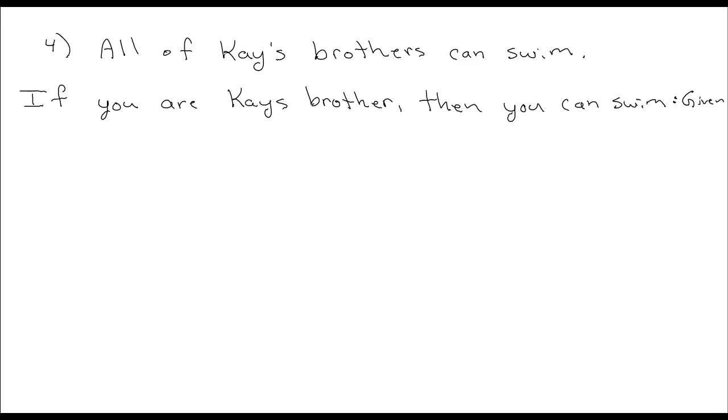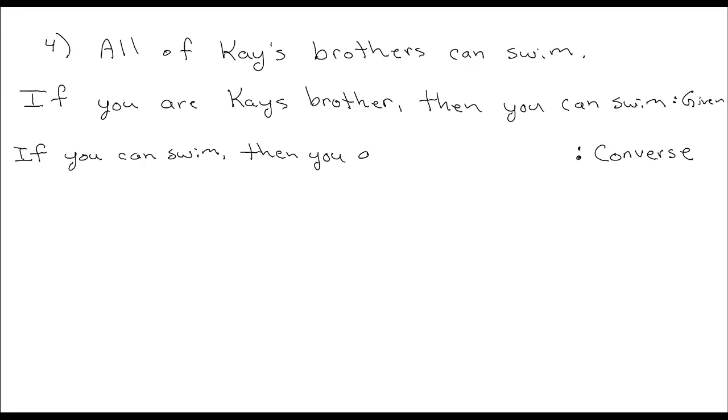Then you can do what's called the converse, which is just interchanging the content of the if and then. Leave the if and then where they are, just change the rest of it. So the converse would look like, if you can swim, then you are K's brother.